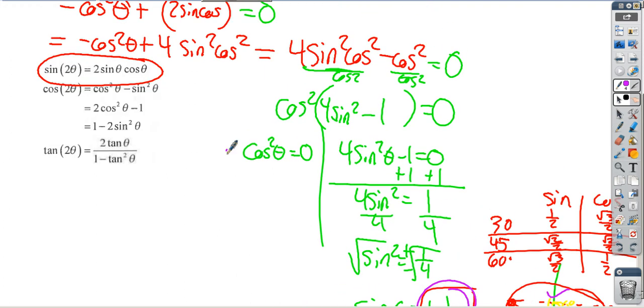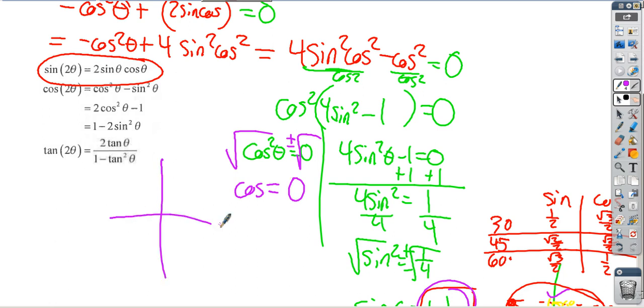So cosine squared, we'll take the square root of both sides. We get cosine is equal to positive or negative 0, just 0. So let's look at the unit circle again. Cosine refers to the x-coordinate. So on the unit circle, where is the x-coordinate equal to 0? It's equal to 0 here, and it's equal to 0 here. So that one is 90 degrees, and this one is 270.